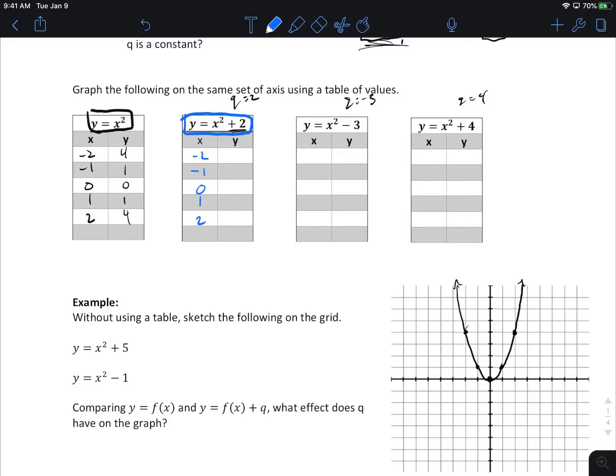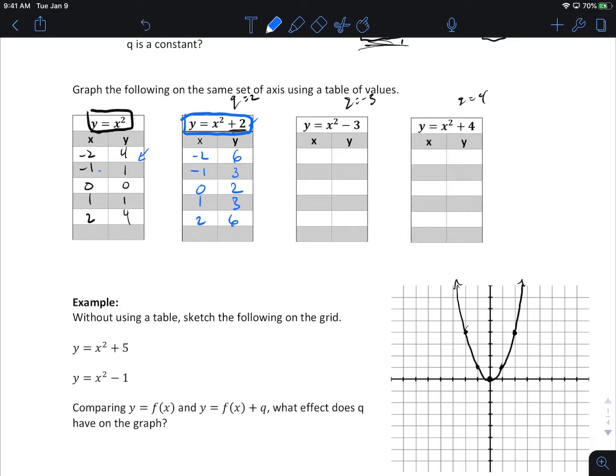So I basically get this column plus 2. -2 squared is going to be 4 plus 2 is 6. -1 squared is 1, plus 2 is going to be 3. 0 squared plus 2, 2. 1 squared plus 2 is 3, and 2 squared plus 2 is 6.